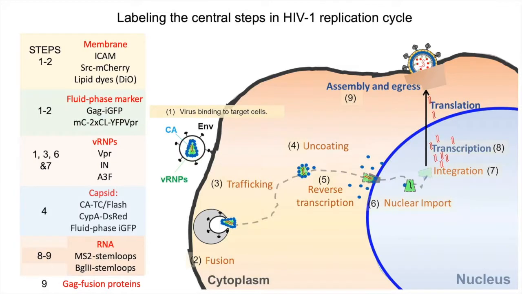And there are a variety of ways to label. First, you have to choose the step that you want to study, either fusion, trafficking, uncoating, or transcription. Based on the step you want to study, you then use any one of this small number of examples that I put together here, which can label as a reporter for fusion, core trafficking, nuclear import, or even transcription and assembly, right?